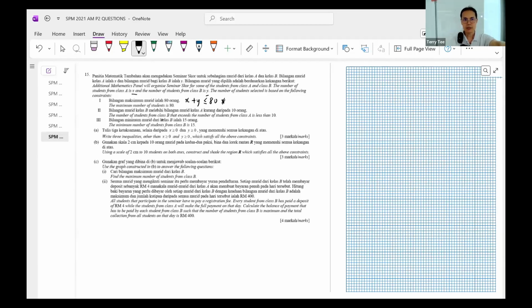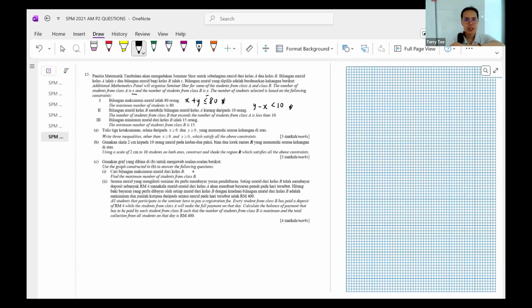The number of students from class B, y, exceeds the students from class A by less than 10. So when they say exceed, y is more than x, right? So it's y minus x. Maybe they should say "by less than 10." Yeah, by less than 10 means it cannot be more than 10. Can it be equal to 10? Cannot. So it's non-inclusive.